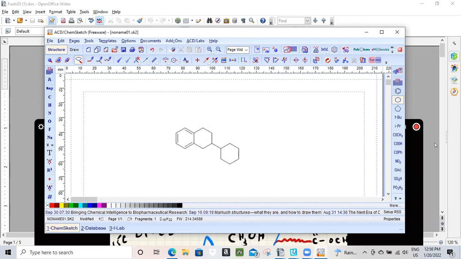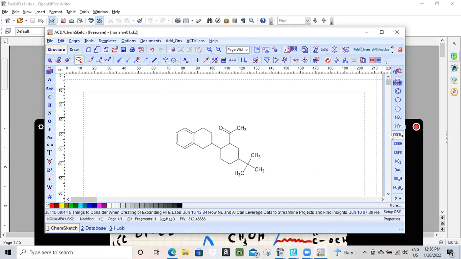So look at the kind of structures. I can take a tertiary butyl. You don't know what this means yet. T-butyl. And I can append it right there. I can make an ester. Here's C double bond OCH3. And I can put an ester right there. Look at how fast that is.